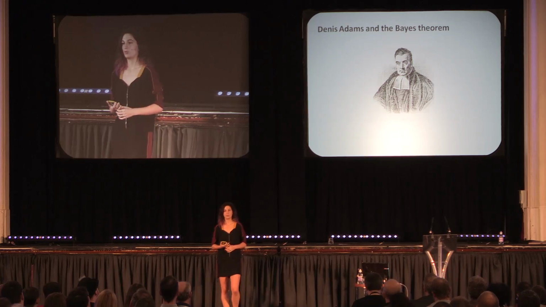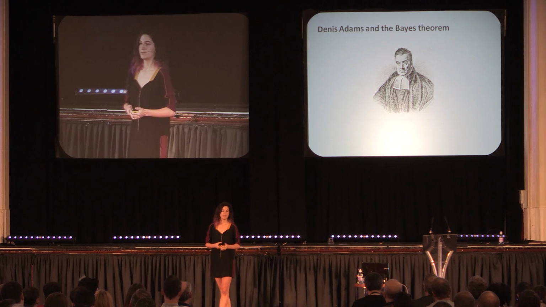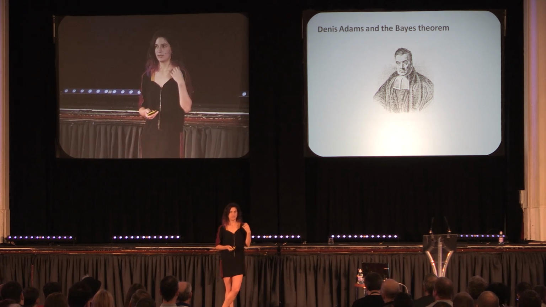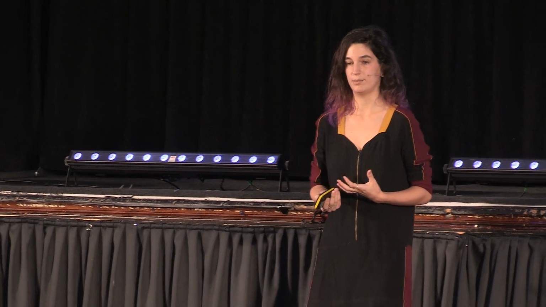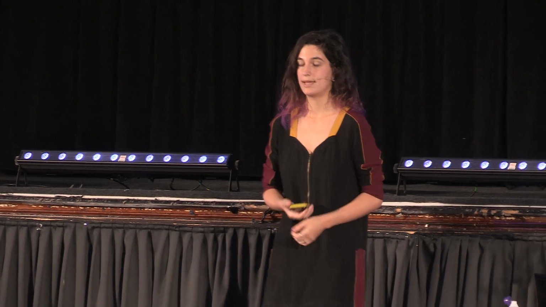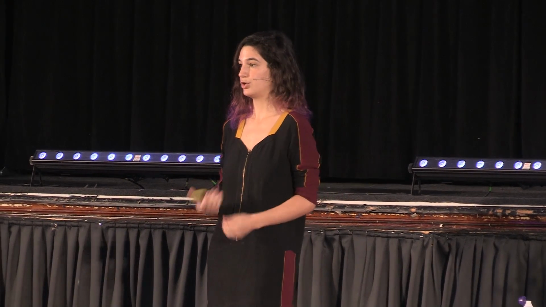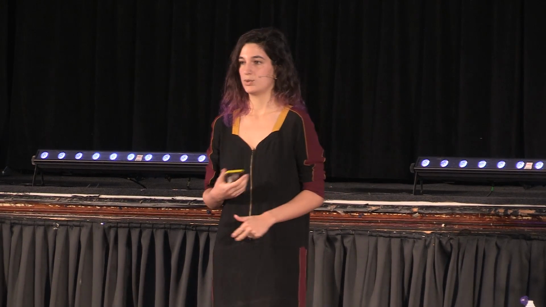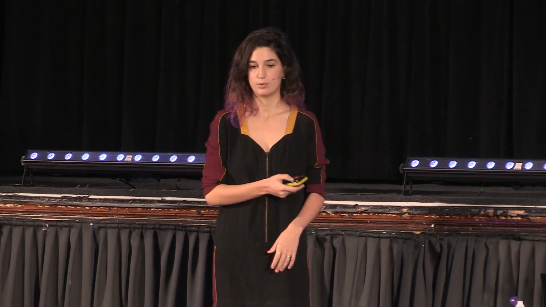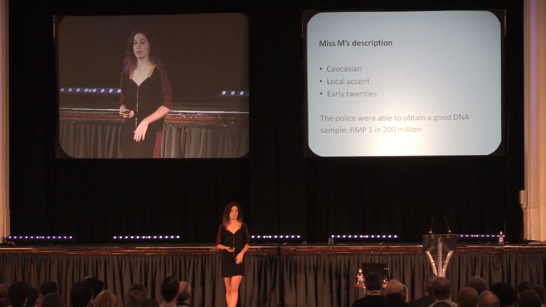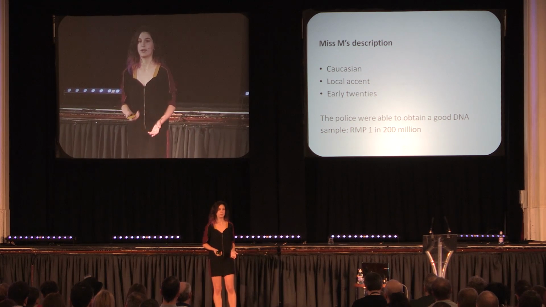What happened is that a woman who was called during the trial Miss M was coming back home quite late at night, and a man stopped her to ask for the time, and then raped her. And she had a look at her attacker, and she went to the police straight away. She described him. She said he had a local accent, he was Caucasian, he was in his early 20s. And they were able to get a very good DNA sample of the attacker. So it was very good, a European 1 in 200 million. So, really quite small.